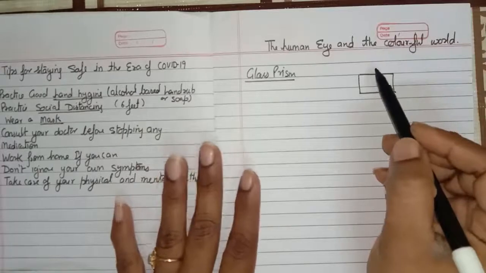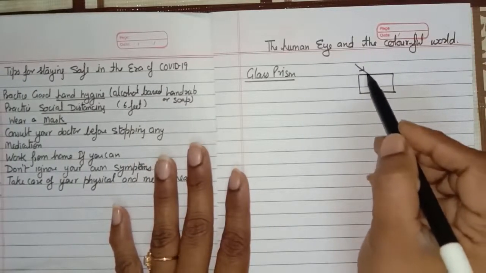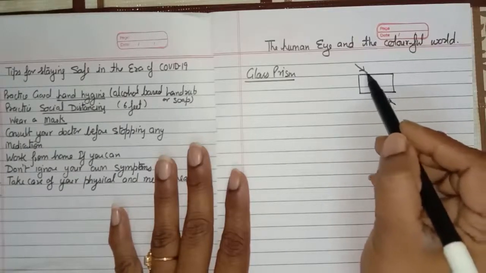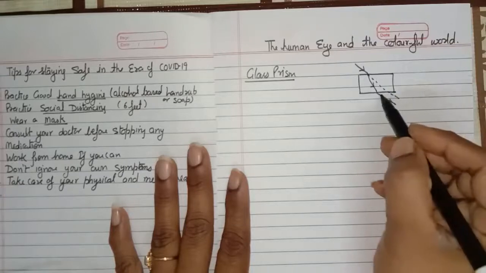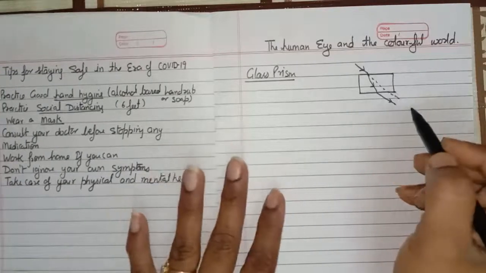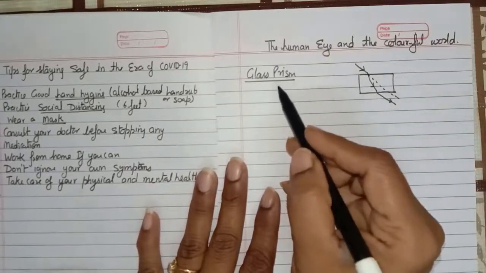We know how light passes through the glass slab and what happens to the light ray when it passes through it. We know that it deviates from its original path. The light which emerges from the glass slab is always parallel to the incident ray. So this is the glass slab. And what about the glass prism?